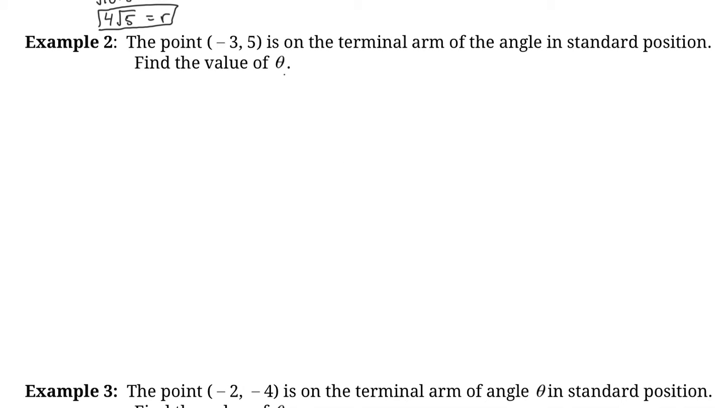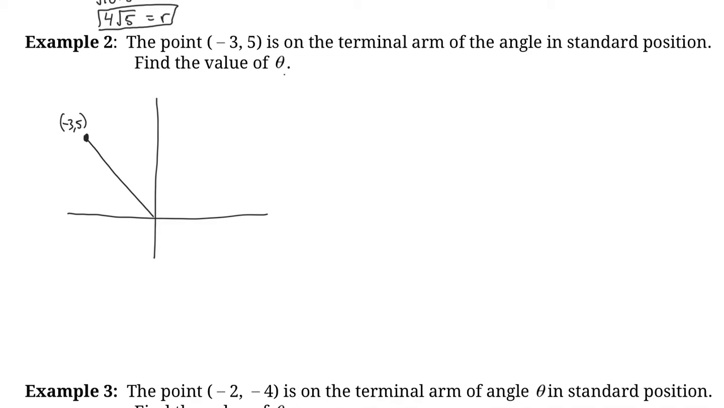So in the next question we have the point -3, 5, and it's on the terminal arm of the angle in standard position. So let's draw that. So this is the Cartesian plane. Our point -3, 5 would be around here. And this would be the terminal arm.